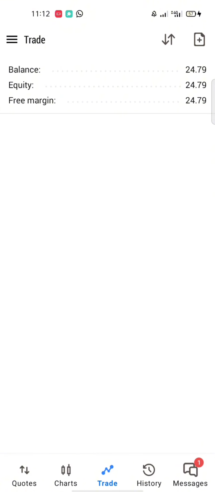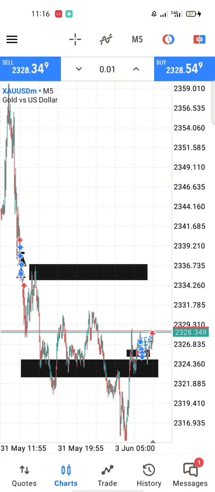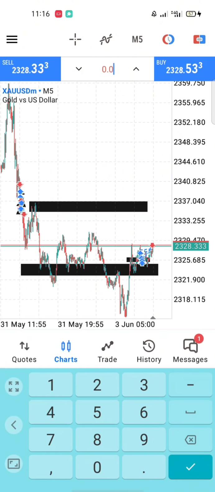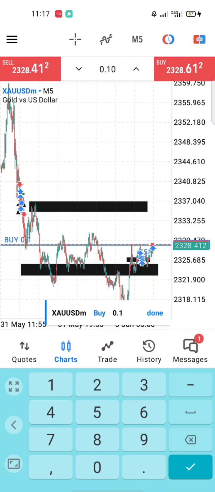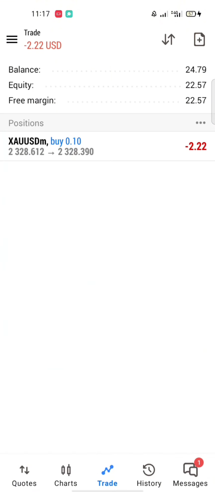$24.79. I've seen a nice setup here. I've taken this trade because I expect it to keep pushing. I'm gathering more capital to execute more. So I'll be entering with 0.10 lot, and I've entered a buy on the very trade. So I've entered a buy now on the very trade.